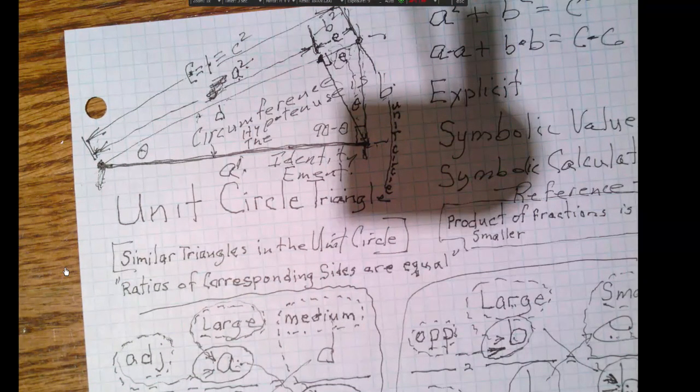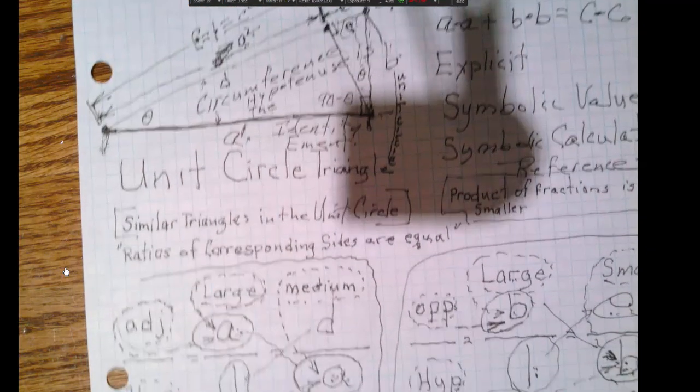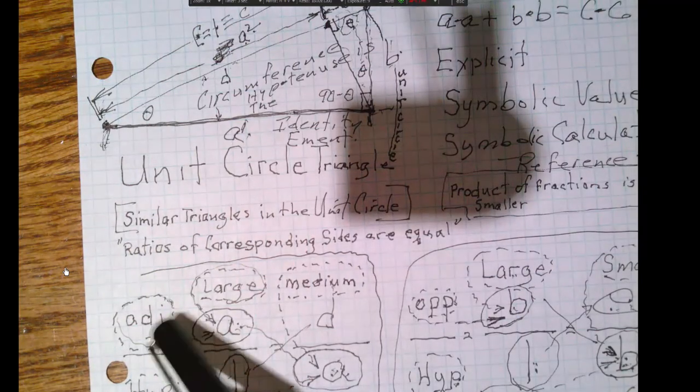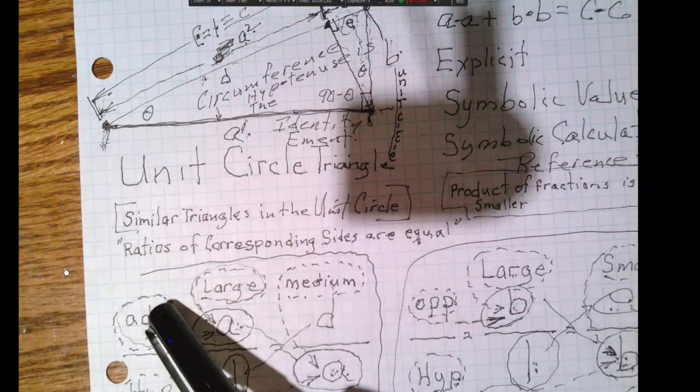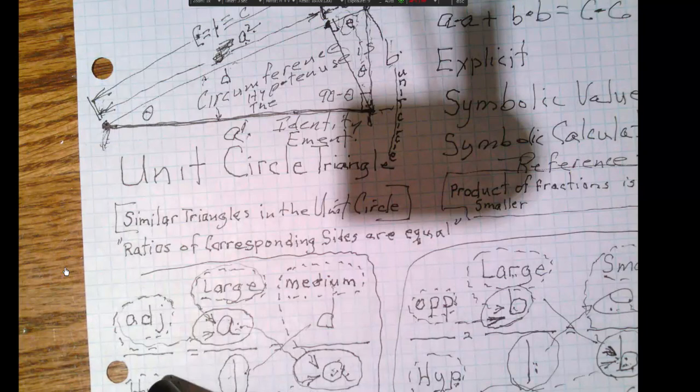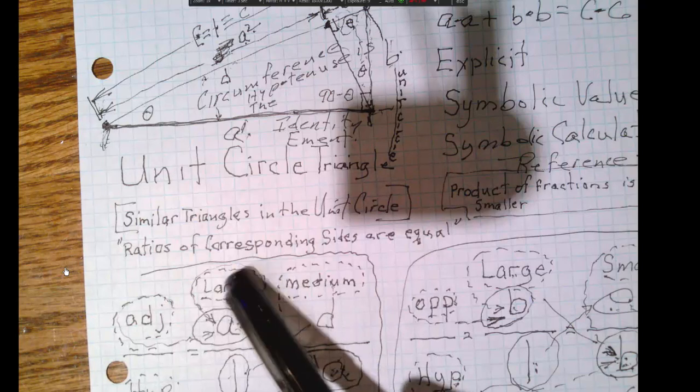So on this lower left-hand side, right here, we're going to look at the ratio of the adjacent side of the triangle over the hypotenuse, for the large triangle and for the medium triangle.